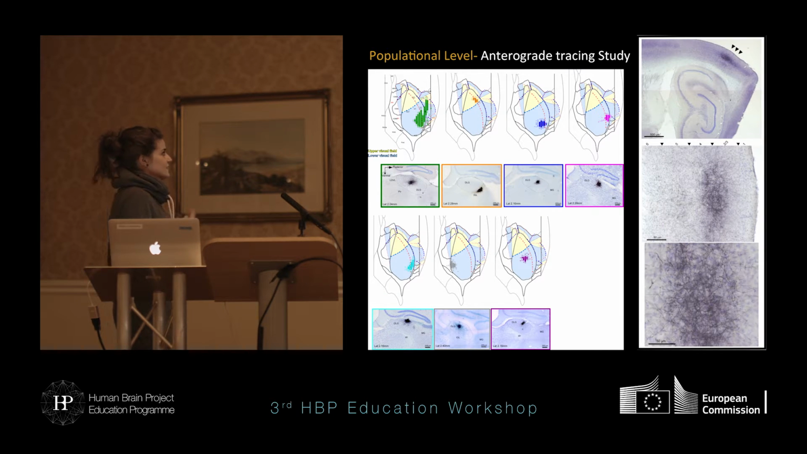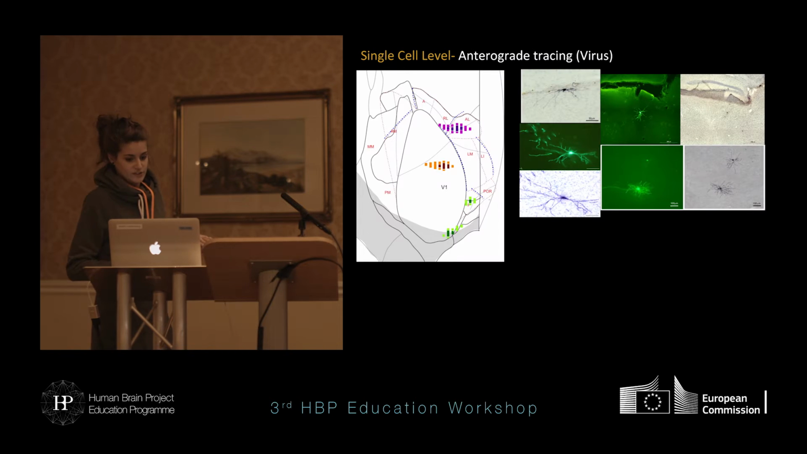Then we did an anterograde tracing study, and we did really small injections in all the nuclei in the thalamus that are implicated in the visual system. And here you can see from this neuron, you can see the cortical terminal field of the axons that are coming from here. Here you can see a magnification of the axons in the cortex.